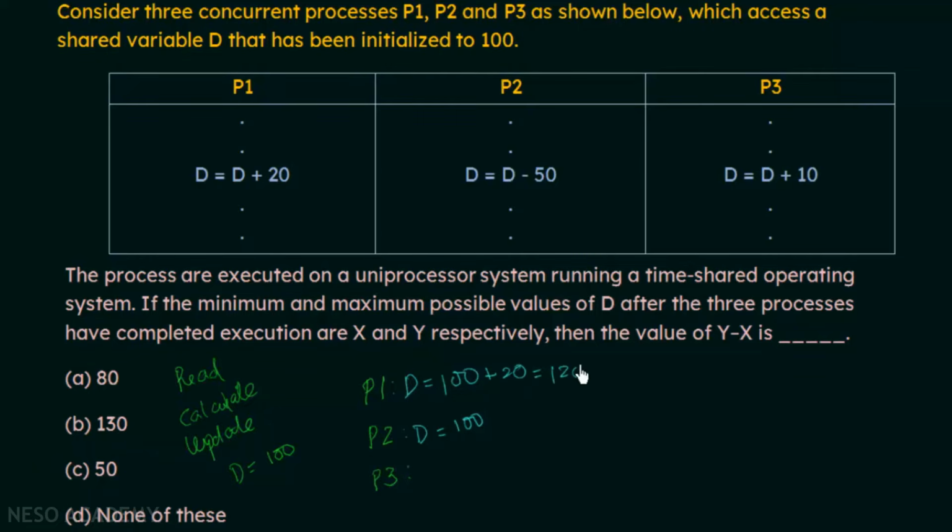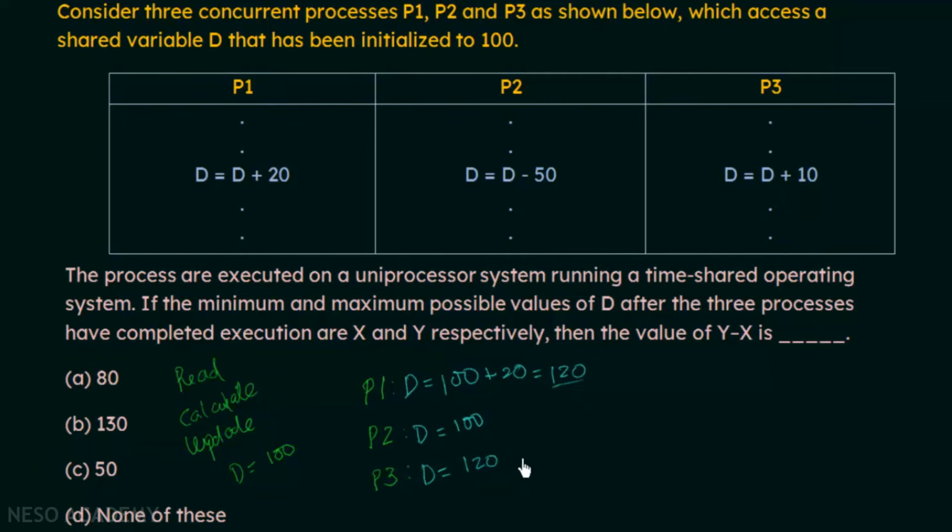It will give the value 120. So the value of d becomes 120 now. Now let's say that P3 gets the chance. Now when P3 reads, what is the value of d that it will see? This is the latest value of d. According to P3, the value of d is 120, and what will it do?